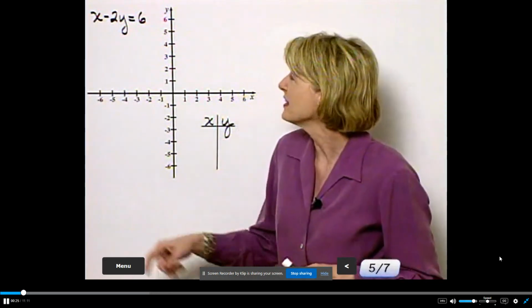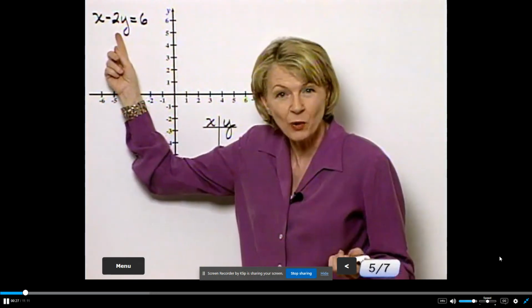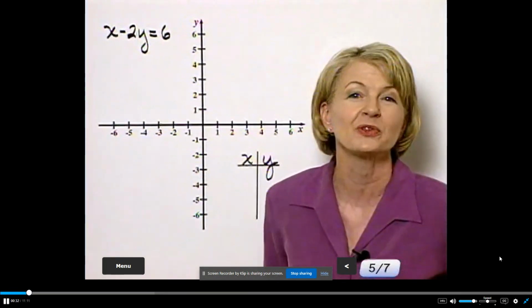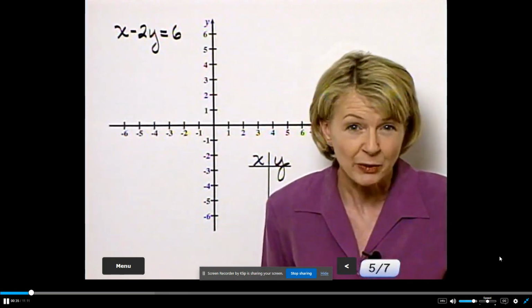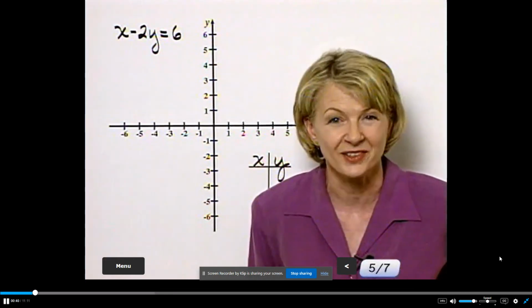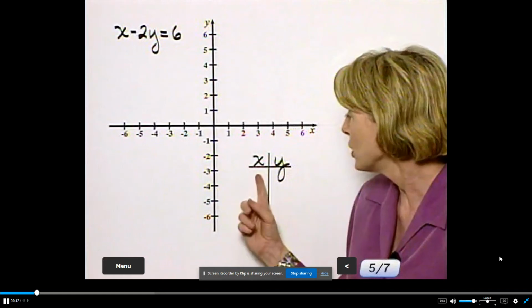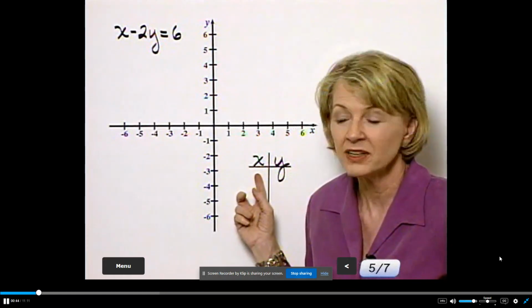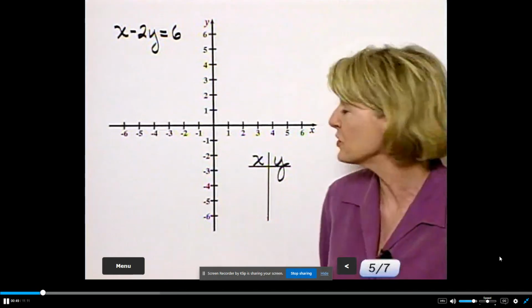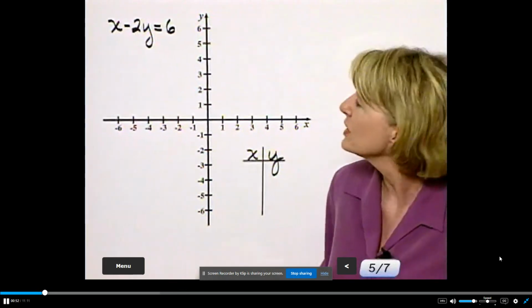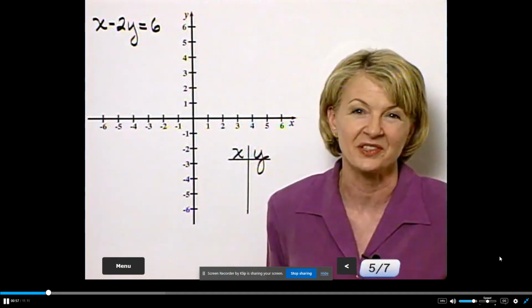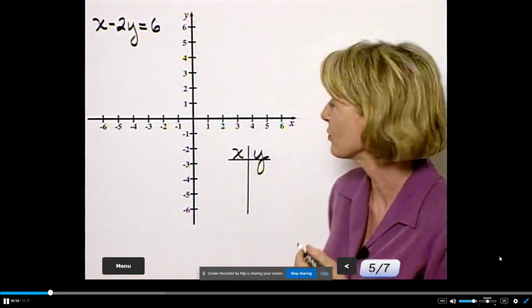Let's practice graphing. Let's graph this linear equation in two variables: x minus 2y is equal to 6. To graph this linear equation, we'll find 3 ordered pair solutions. How will we do that? We'll choose an x value, replace x with that value, solve for y, and have an ordered pair solution, or we'll choose a y value, replace y with that value, and solve for x and have an ordered pair solution. Let's do both as we practice graphing.